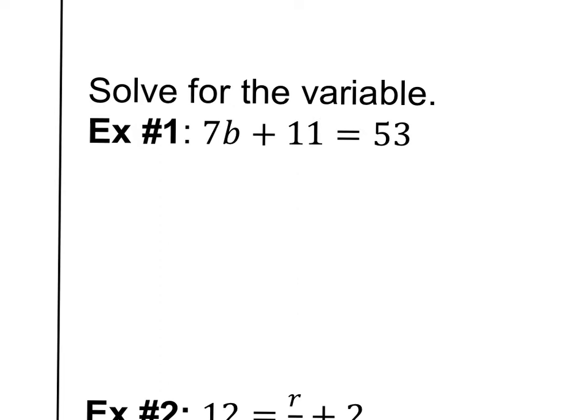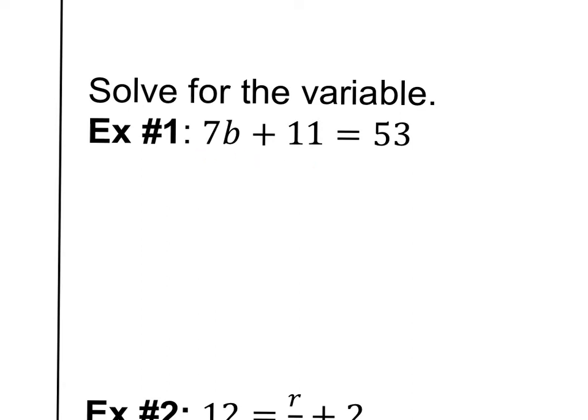Example 1. So we're trying to solve for the variable, that's this variable b. And essentially what you want to do is work from the outside in. Right next to the b we can see this coefficient 7. It's being multiplied by 7. But even farther out from it is this plus 11. So we're doing the reverse of the order of operations, because if we were working this out, we would first multiply and then add.